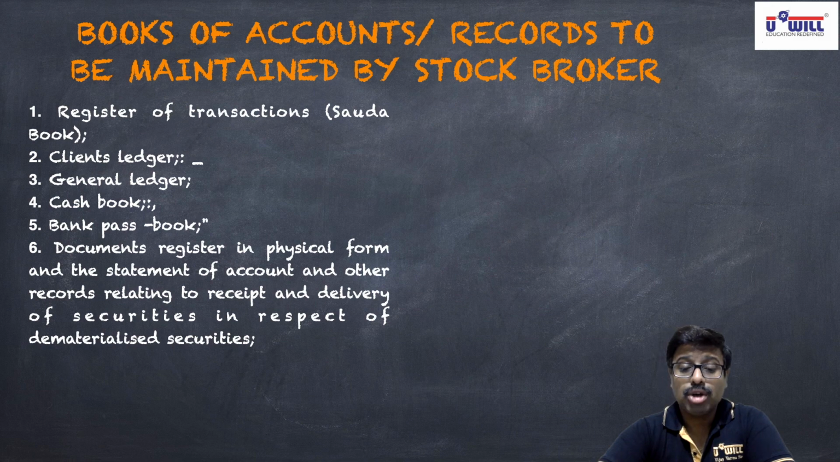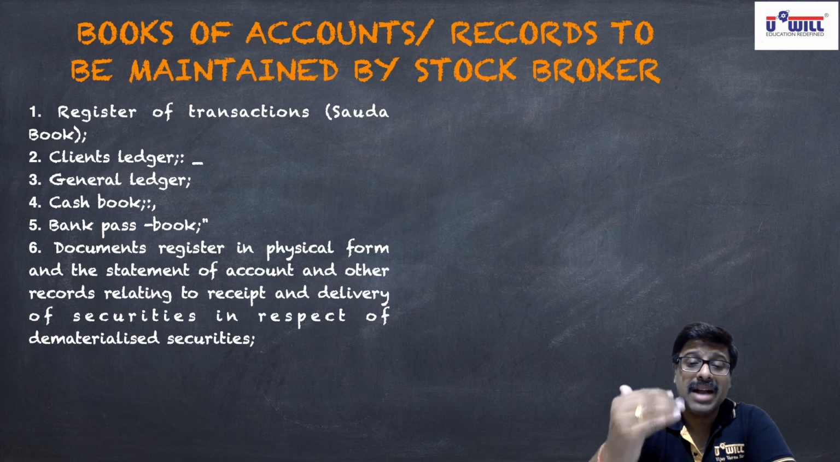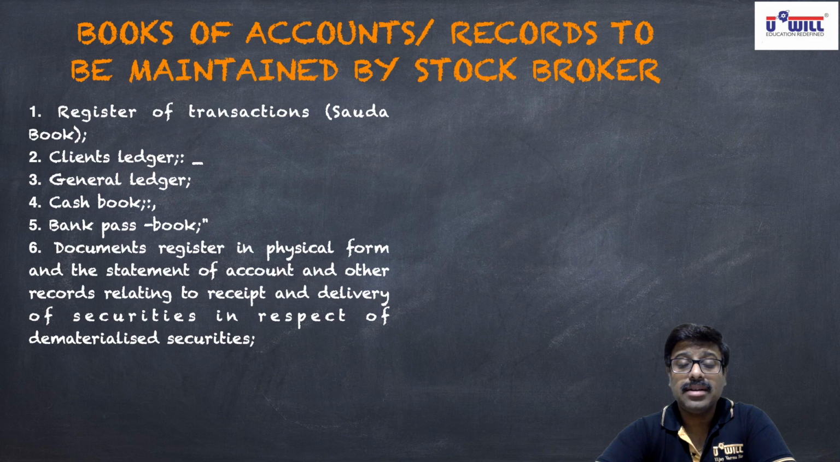Documents register in physical form, all of you underline that, physical form, and the statement of account and other records relating to receipts and delivery of securities in respect of dematerialized securities. It means the stockbroker has to maintain a separate document register for physical form as well as a separate document register for demat securities. Demat is like your bank account. Your shares and mutual funds etc. are represented directly in the bank account itself, which is called demat securities. So, physical form and dematerialized securities.